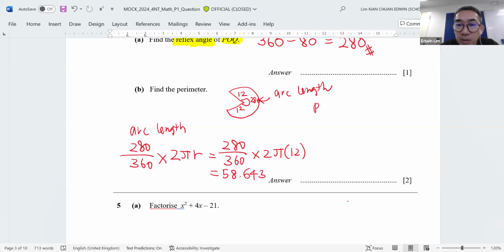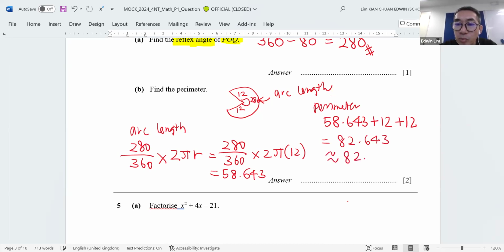So to find the perimeter, I will use 58.643 plus 12 plus 12, which is to complete the whole diagram. In this case, it looks like a Pac-Man. My answer for this is 82.643. To 3 significant figures, 82.6 centimeters. This is the answer for question 4B.